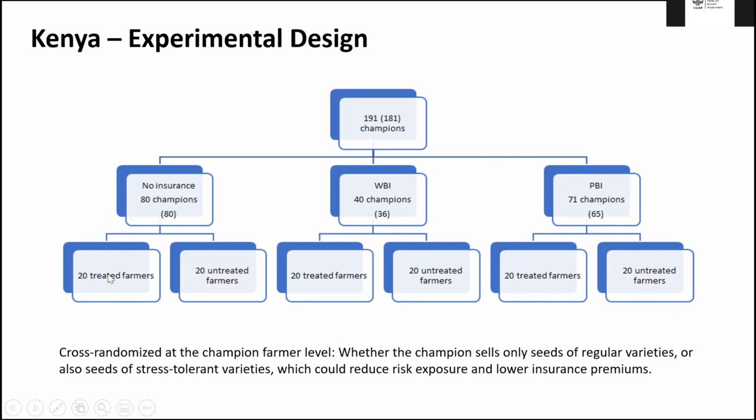And we also asked champions from another list to pick 20 farmers for future project activities. And so those are untreated farmers, but from the same community, who we know have been selected in a similar mechanism as the 20 treated farmers. So that will allow for within-village or within-champion comparisons.